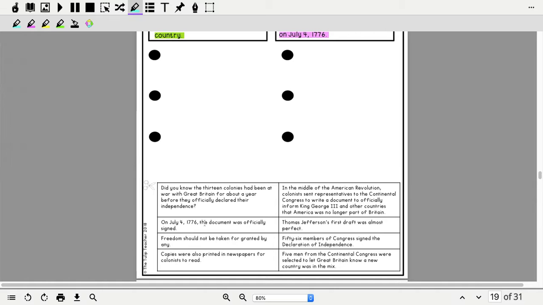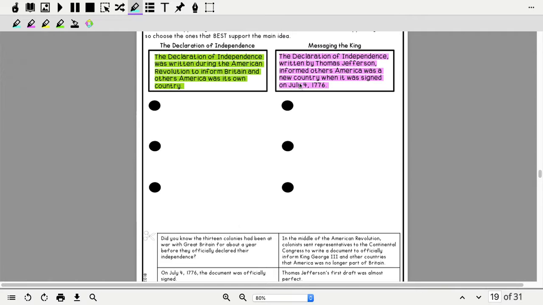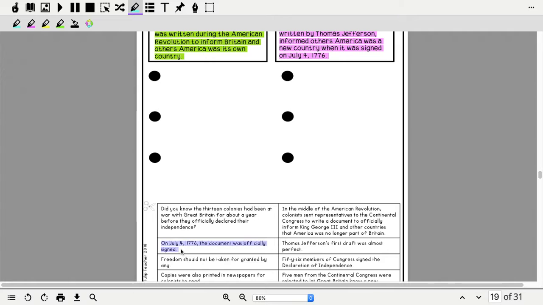On July 4th, 1776, the document was officially signed. Like we talked about in our compare and contrast, it tells us that in full. However, when we are looking at these up here, there's only one that tells us that date. So this one clearly goes with Messaging the King.